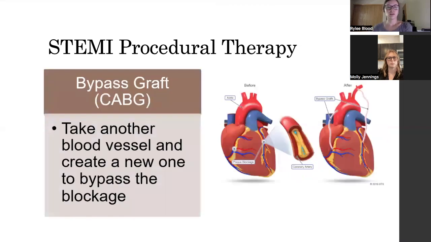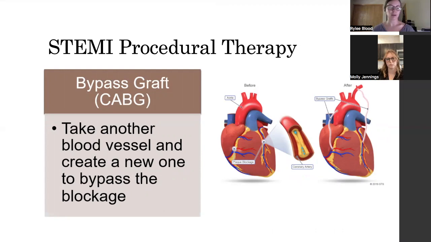And then another procedural therapy that is done is called a bypass graft, also known as a CABG. What is done is they create a new passageway for the blood to perfuse the heart, essentially going around the blockage. As you can see here in this picture, these two small bypasses that they create are what go around the blockage.